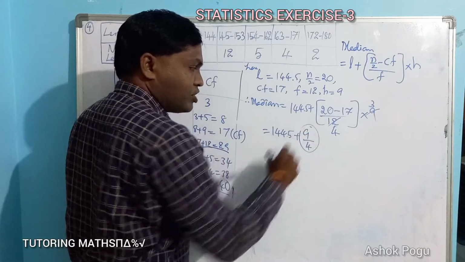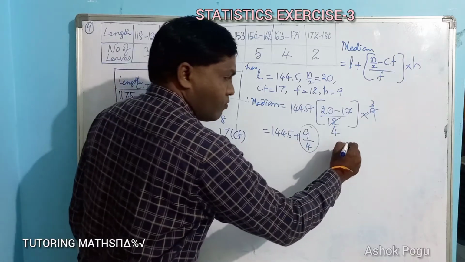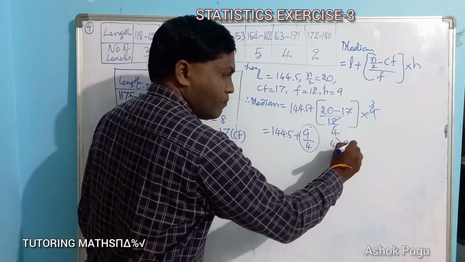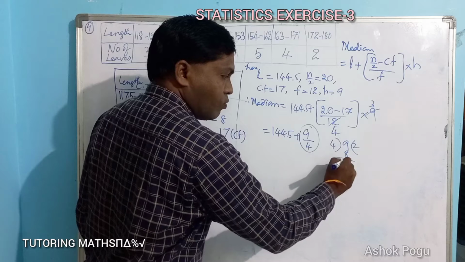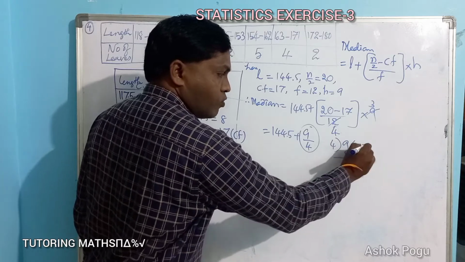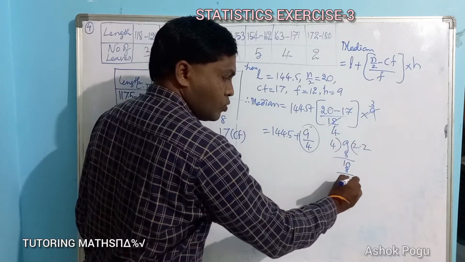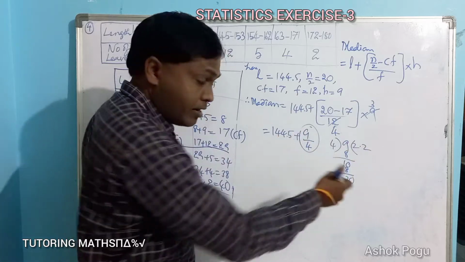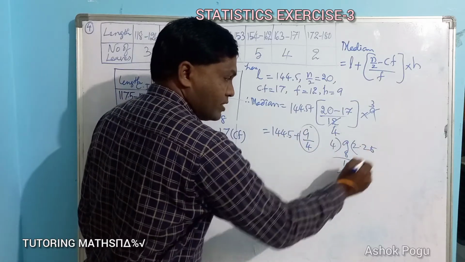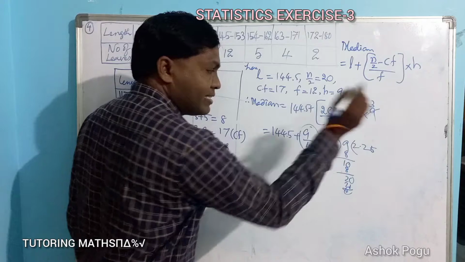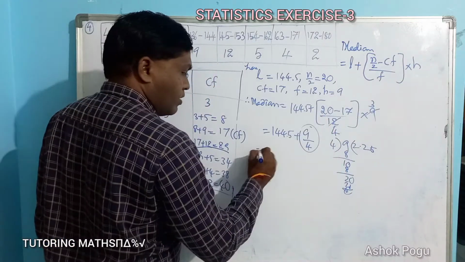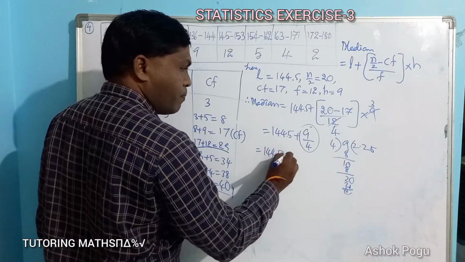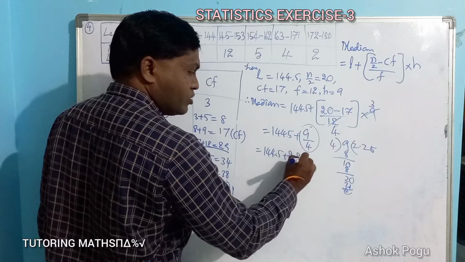Now it is in fractional form. Convert into decimal form. As you know, 4 table: 4 2s are 8, decimal point. 4 2s are 8, 2. Already the decimal point is there. You can take it down 0, and 4 5s are 20. This is the exact value. Now it is 144.5 plus 2.25.